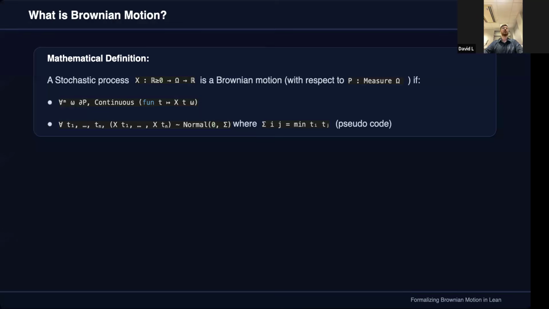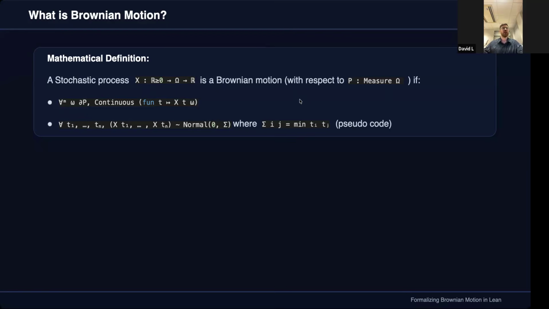Okay, so the first question to ask is, what is Brownian motion? Brownian motion, firstly, is a stochastic process. What this means is that it's a sequence of random variables, and I mean sequence in a generalized sense. So we have some index, which is, in this case, real valued. And then for any particular t, we have a random variable, which is a function from some sample space omega to R. And then we say that this stochastic process is a Brownian motion with respect to a measure P if the following two conditions hold.